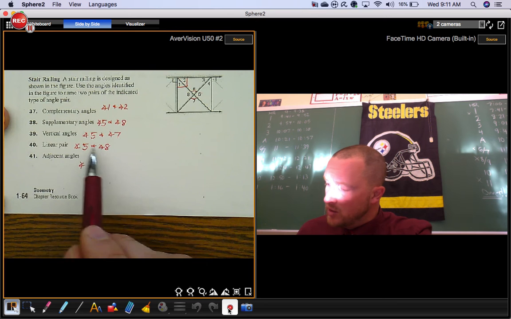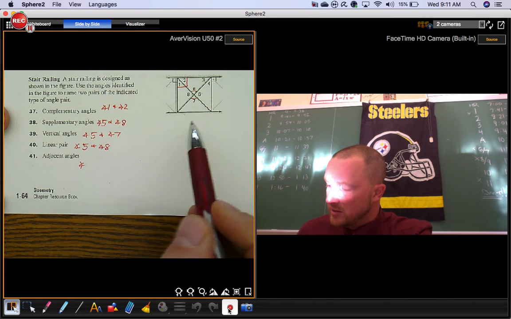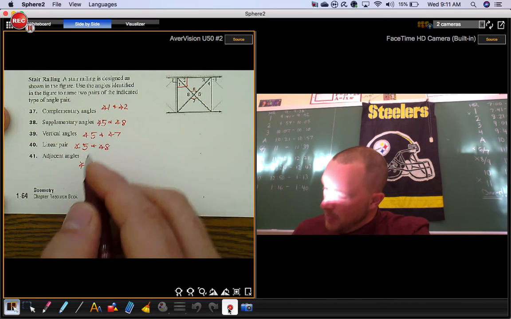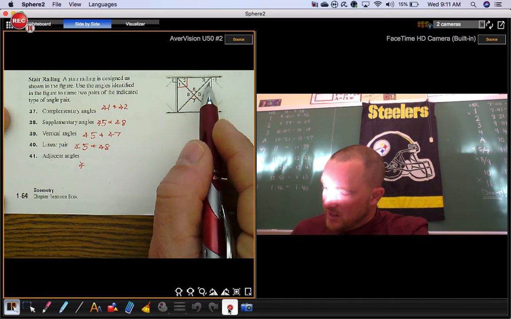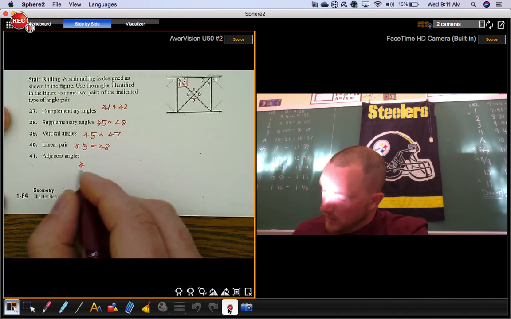Okay. Now you could use this same example for adjacent angles as well, because these are adjacent. To be a linear pair, you have to be adjacent. But you can also list adjacent angles like this. You can have adjacent angles that don't make a line, okay, like angle 3 and angle 4.